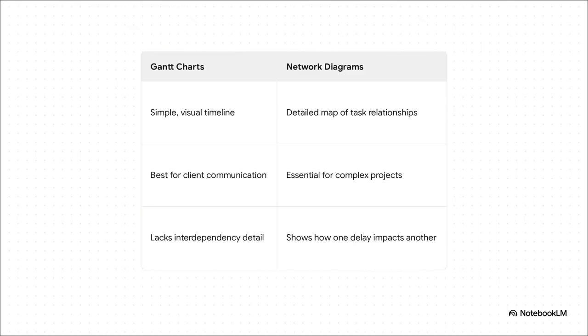On one side, you've got Gantt charts. They're simple, they're clean, super visual, perfect for showing a client the big picture. But then on the other side, you've got network diagrams. Yeah, they're way more complex, but they show you something that is absolutely crucial: how every single task is connected. How a single delay in one spot can set off a domino effect across the entire project.